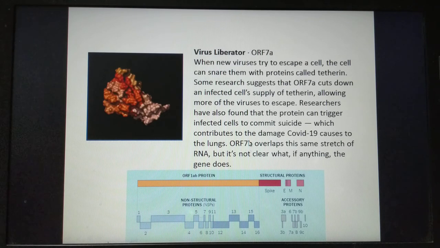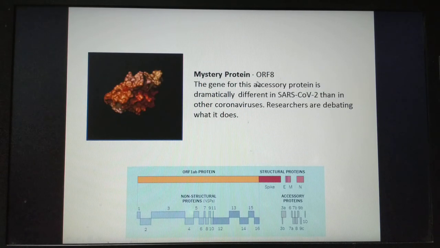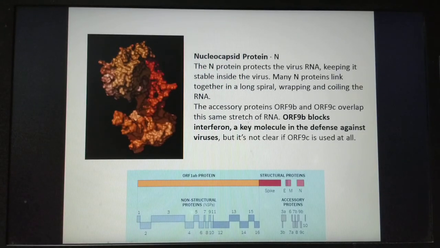7B is also there, but with 7B people don't know. Where is 7B? 7A, 7B is here, a small protein, but people don't know what it can do. Another mystery protein is 8. This is also not known exactly what it does. And an important point is, this is also different in SARS-CoV-2 than in other coronaviruses. So it has something to do with adapting in the human cell, most likely. But researchers are working on that and it's not clear yet.